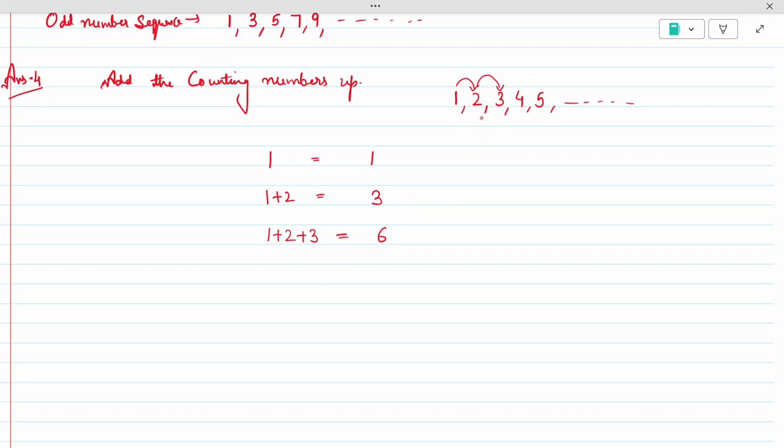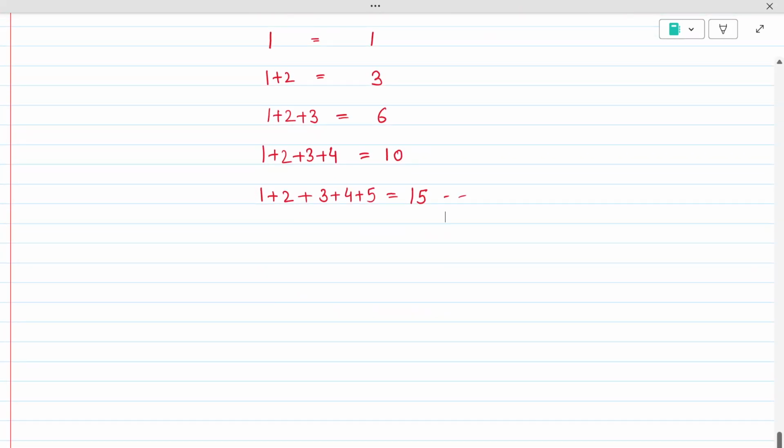Next is 1 plus 2 plus 3 plus 4. So again I am adding this 4 to it, which is 10. And next is 1 plus 2 plus 3 plus 4 plus 5. This will give us 15. Okay, and so on. This goes on if we add more numbers to it. Now, if I note down this series, this is 1, 3, 6, 10, 15.